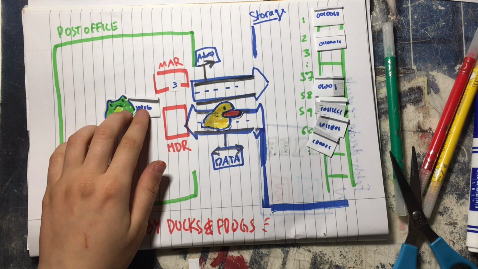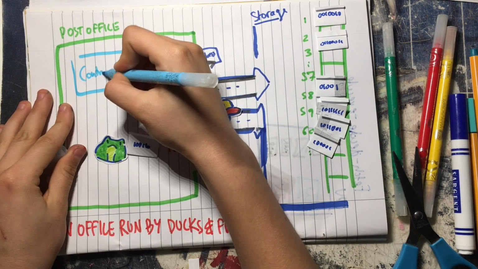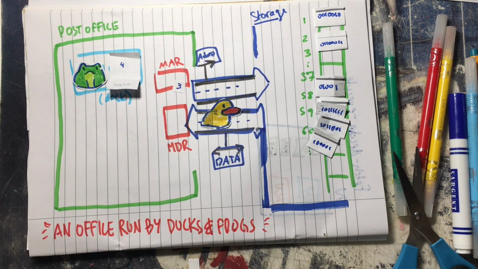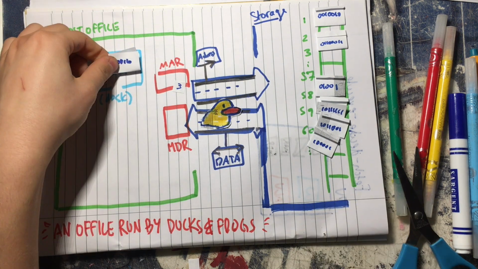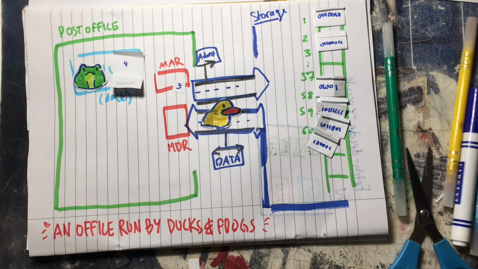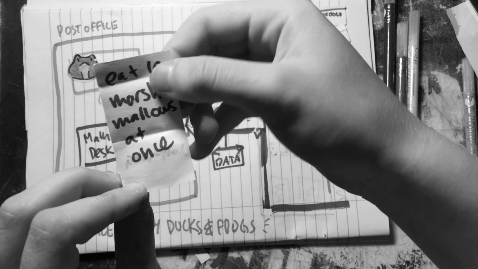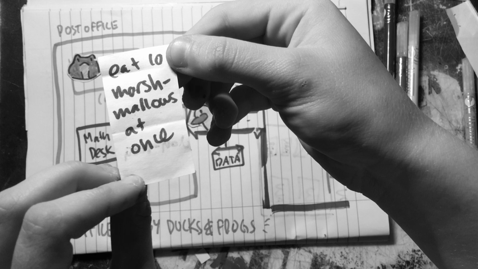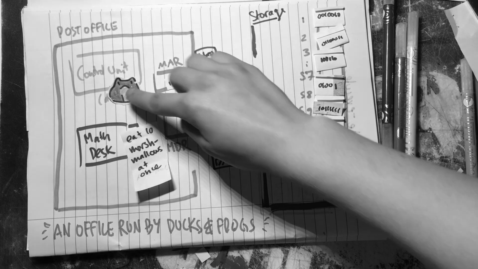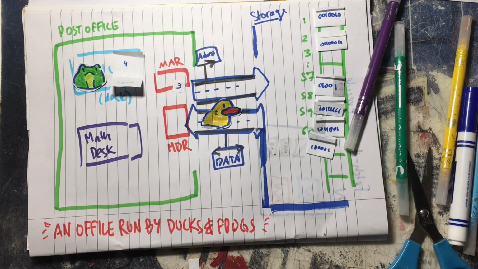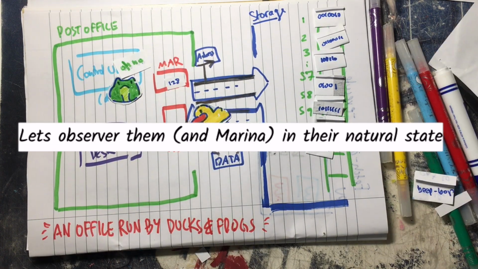Stage 2. Decoding. The CPU frog takes the mail and decodes it at the control unit desk. The control unit decodes the machine code from memory into assembly language and processes it. Stage 3. Execution. The frog carries out the instruction, perhaps using arithmetic and logic. The ALU, you guessed it, does arithmetic and logic operations. Let's observe them in their natural state.